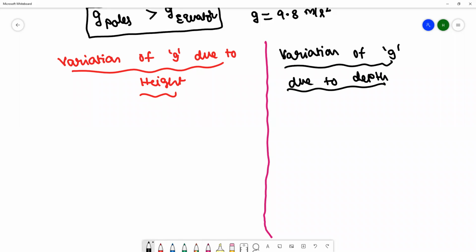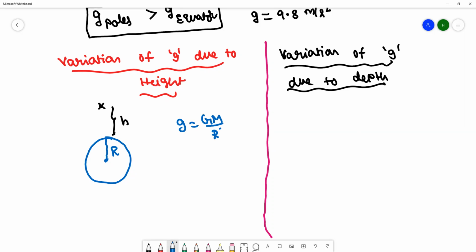You can consider Earth as a spherical body. This is the radius of the Earth. Suppose you go to some more height, with the height h. This is the point we are going to find, kept at a height of h. Generally you can write g is equal to GM divided by R square. But due to the height h, g_h is equal to GM divided by R plus h whole square.